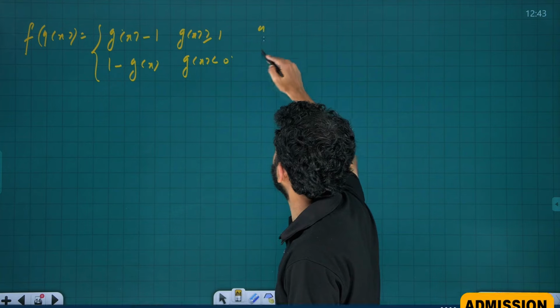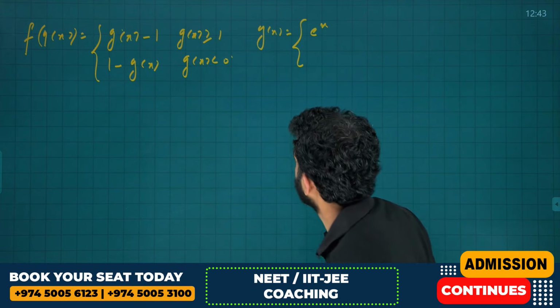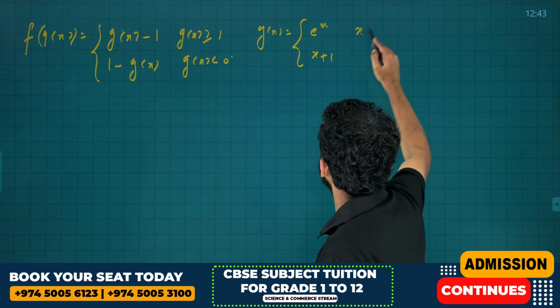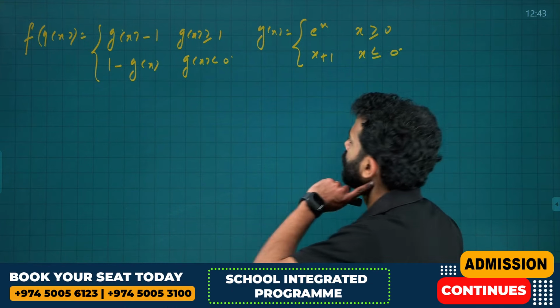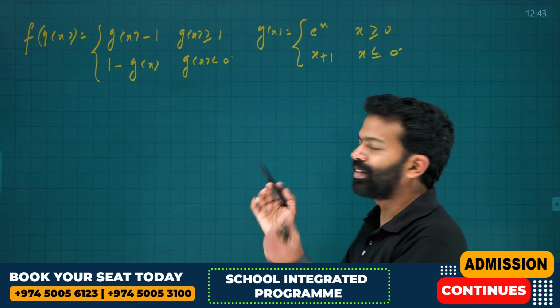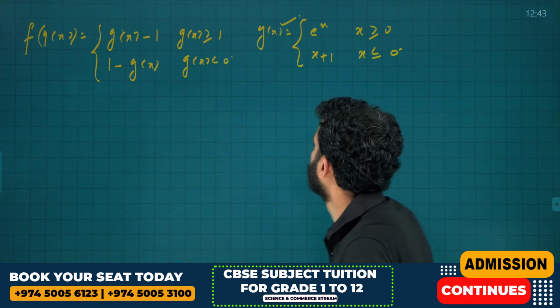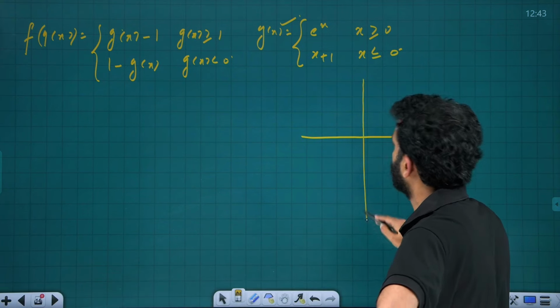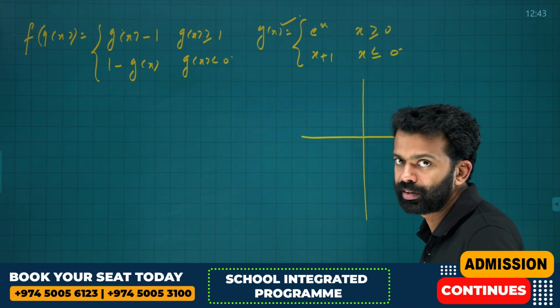So what was g of x? G of x is equal to e raised to x and x plus 1, e raised to x for x greater than or equal to 0, and x plus 1 for x less than or equal to 0. Okay, so to crack this question, let's draw the graph of g of x. In most cases it will be easy. G of x will be e raised to x when x is greater than or equal to 0, right? Therefore it will be like this.